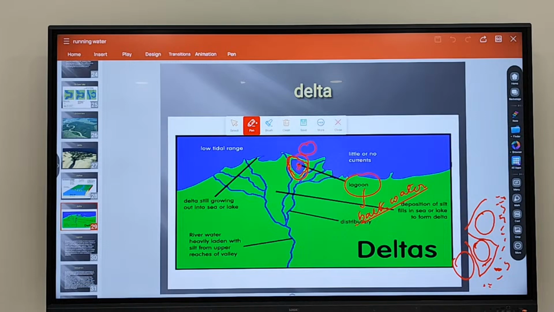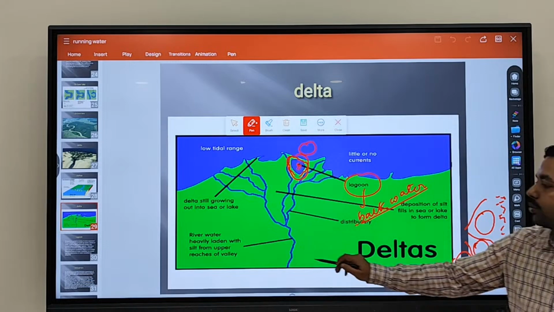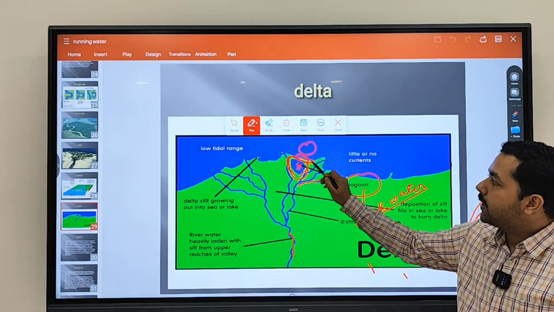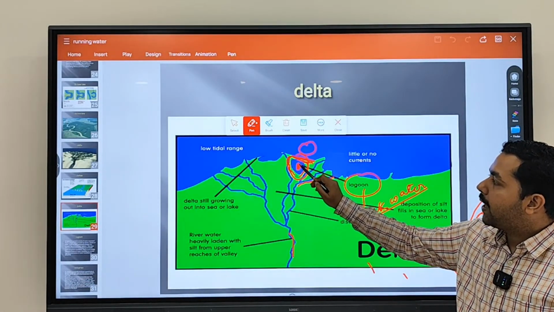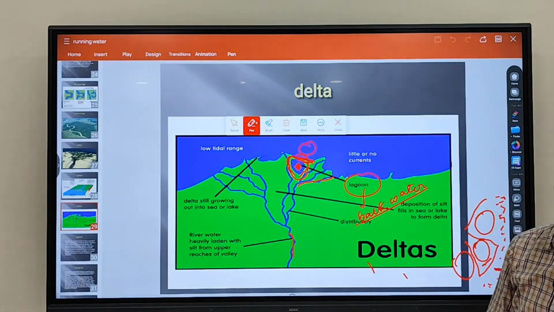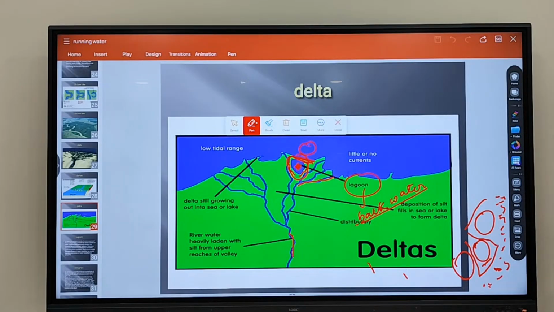Clear? So when lagoons are going to form, when rivers flow like this, what will happen? They'll deposit the sediments like this, which will cut off part of the water from the main water. Then it is going to be referred to as a lagoon. Fine.